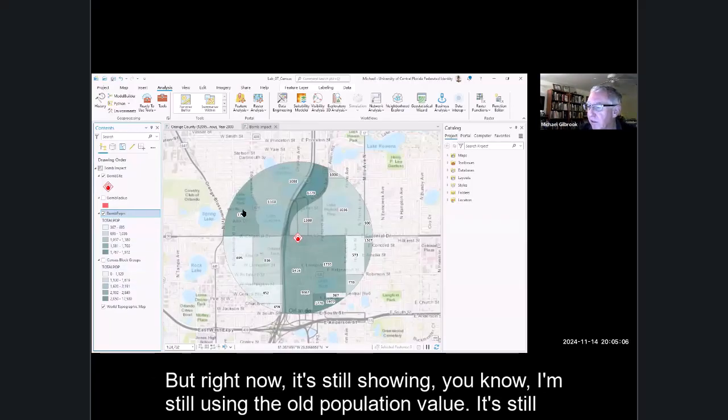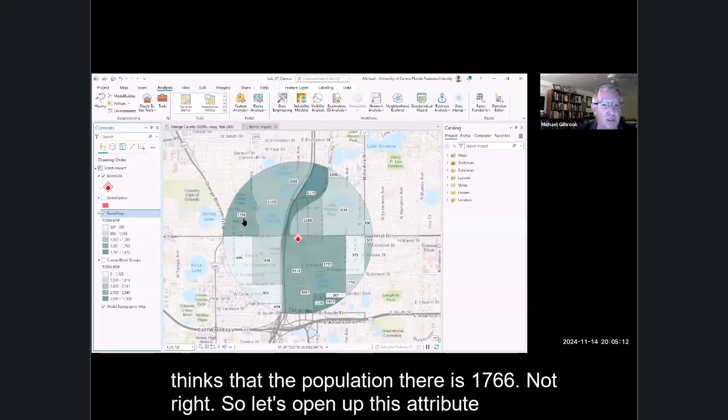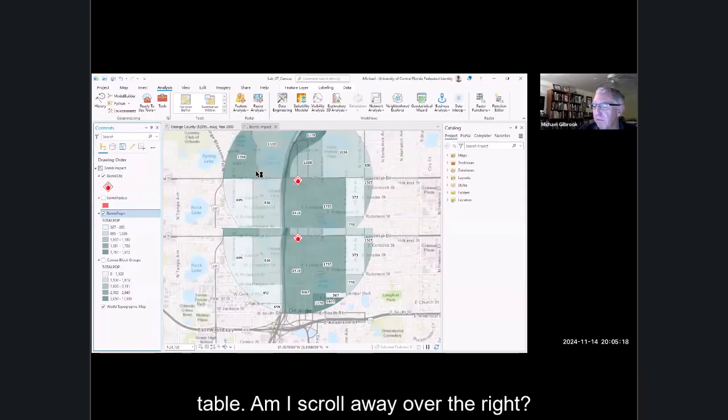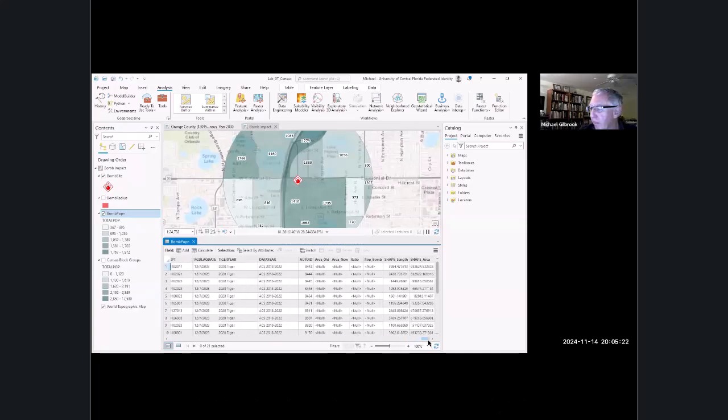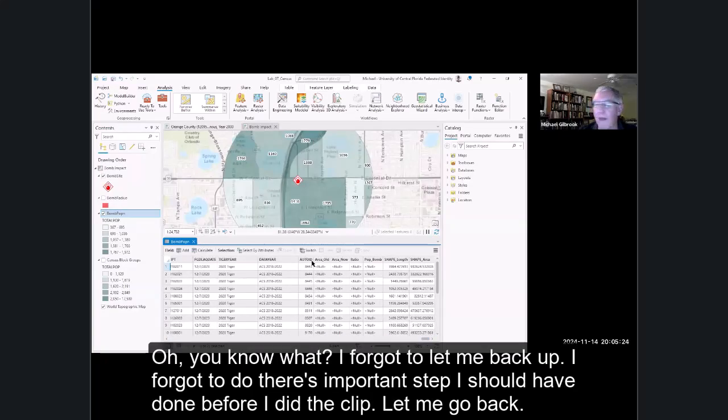But right now, I'm still using the old population value. It still thinks that the population there is 1766. Not right. So let's open up this attribute table. If I scroll way over to the right, oh, you know what? Let me back up. There's an important step I should have done before I did the clip. Let me go back.